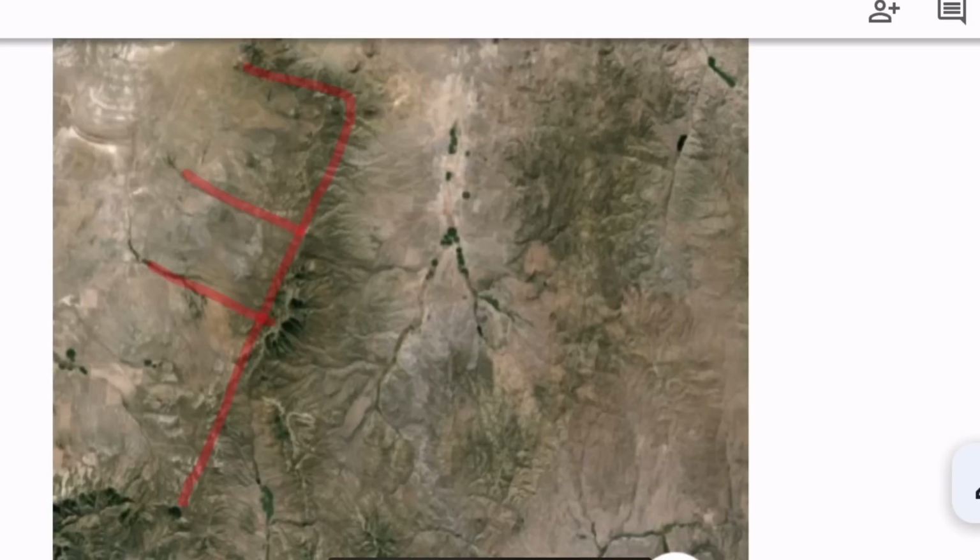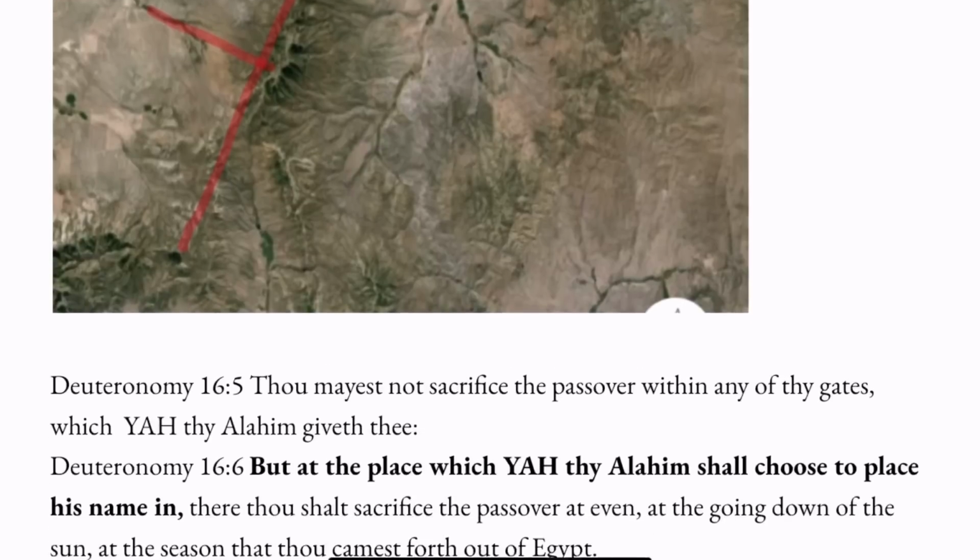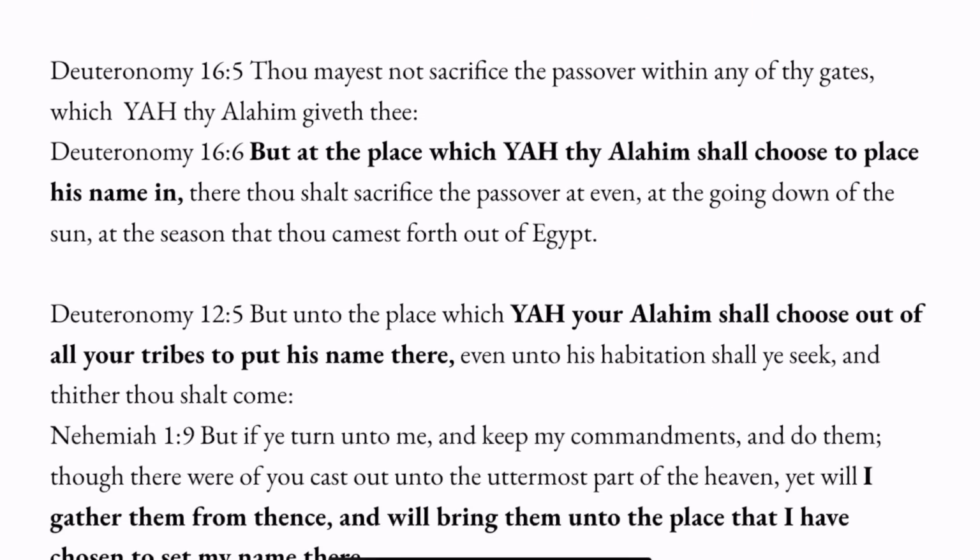Now, as we know, this scripture is not literally talking about the shape of the mountains and things. When Yah says he's going to set his name in something, that means he's going to set his holy presence, his frequency in that area. However, we also know that Yah does things in multiple ways. He loves to put hidden signs in things all the time.